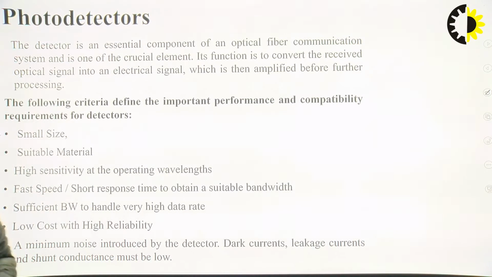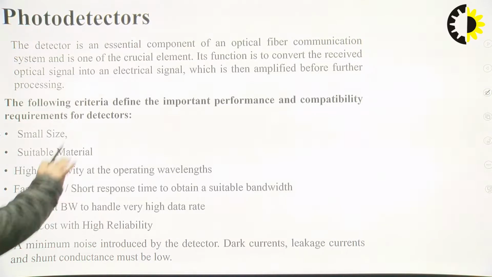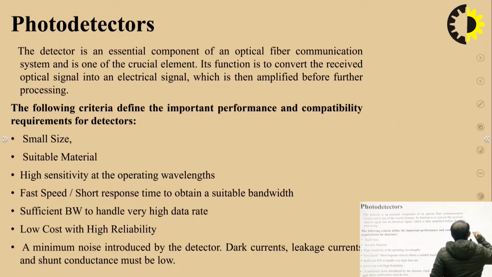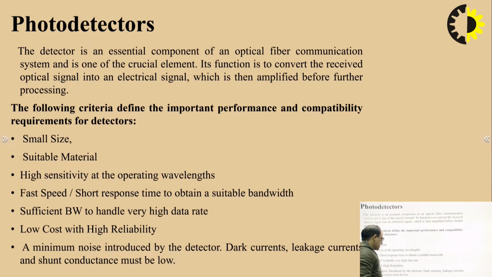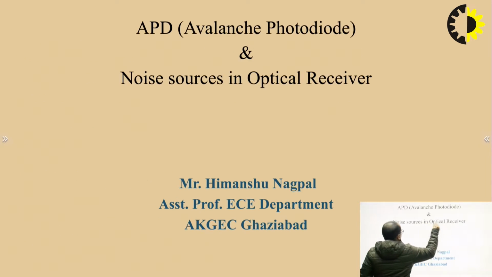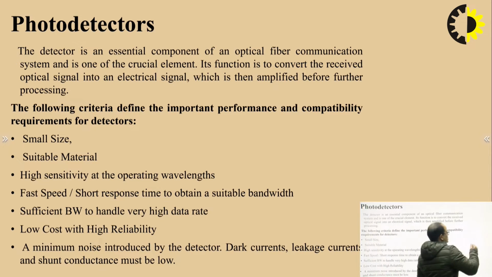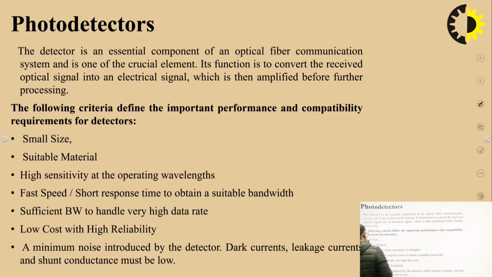What is a photodetector? A photodetector is an essential component in optical fiber communication, which detects the signal and converts the optical signal into an electrical signal. Its function is to convert the received optical signal into an electrical signal, which is then amplified and filtered to get the original input signal.